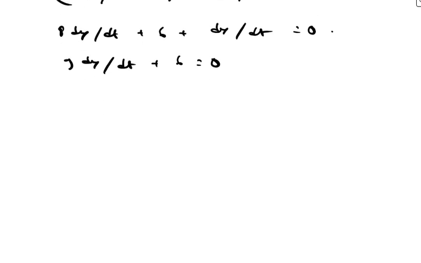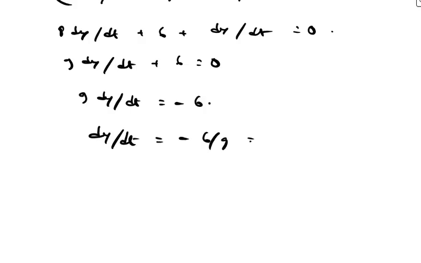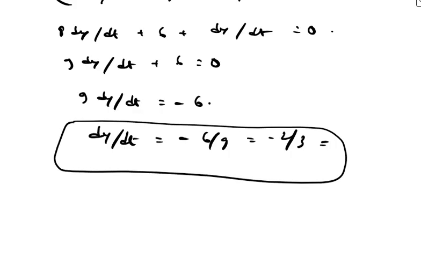So 9 dy/dt is equal to minus 6. So dy/dt is equal to minus 6 by 9, that is minus 2 by 3. Okay, so the final answer for part D will be dy/dt is equal to minus 2 by 3.